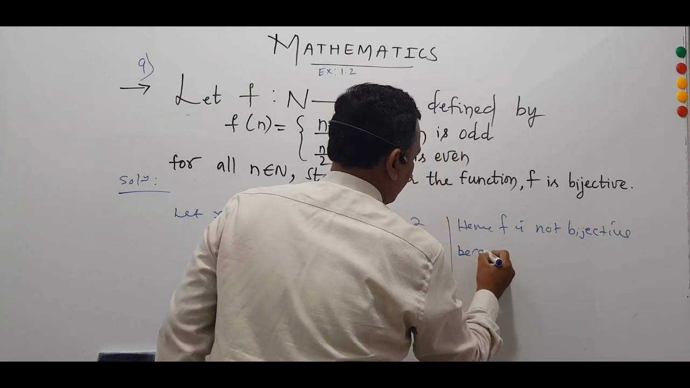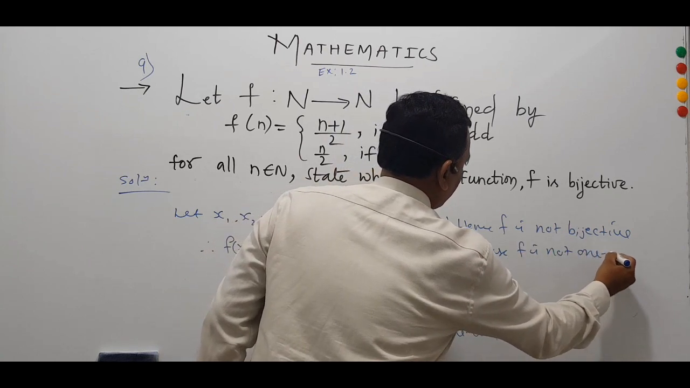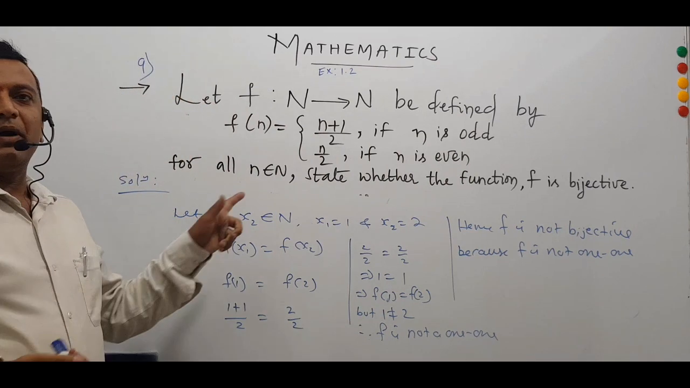Because f is not one-one. This is enough justification to say f is not a bijective function.